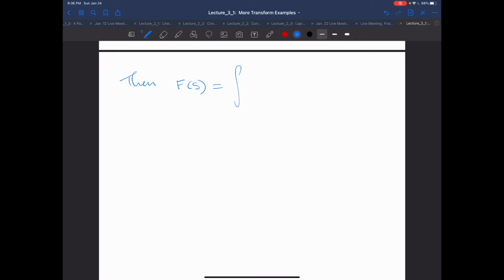F of s then is going to be the integral from minus infinity to infinity of f of t e to the minus st dt, as always. But as will often be the case, in this case our function is 0 when t is less than 0. So we can integrate from 0 to infinity of t e to the minus st dt. And we'll do the integration using integration by parts.